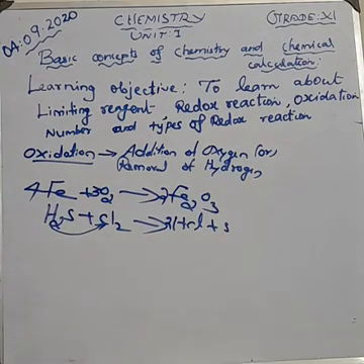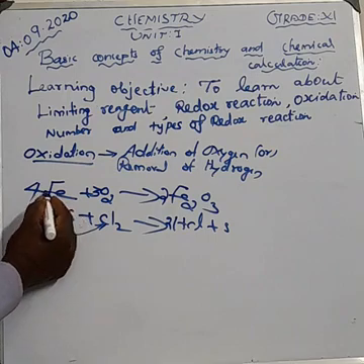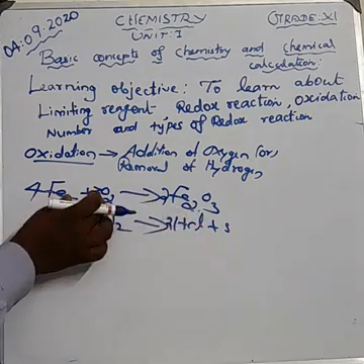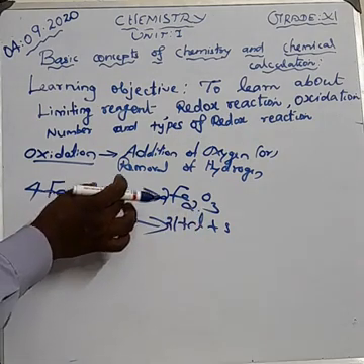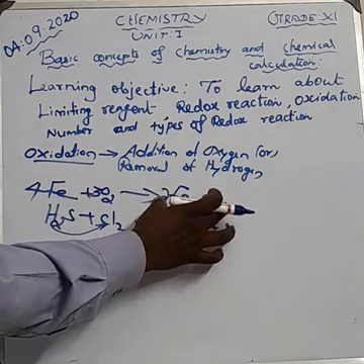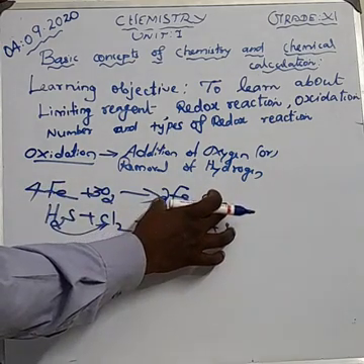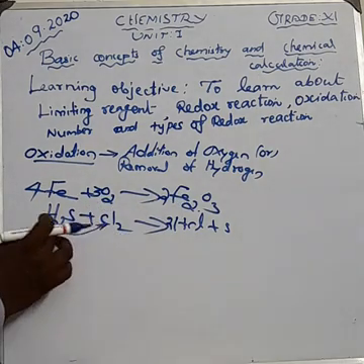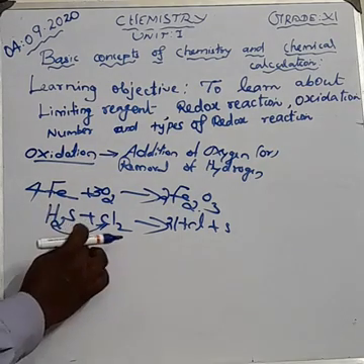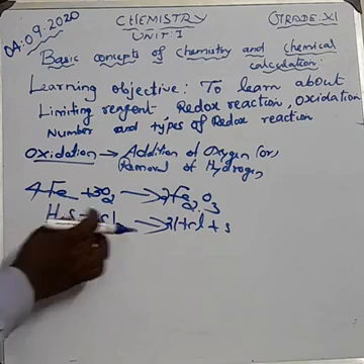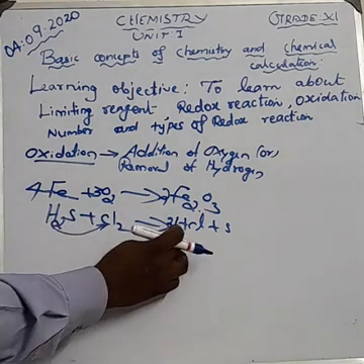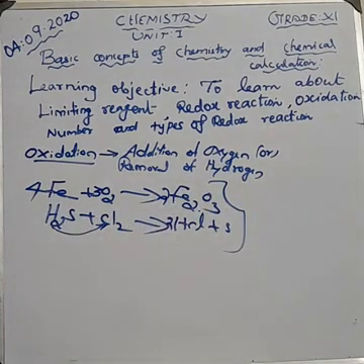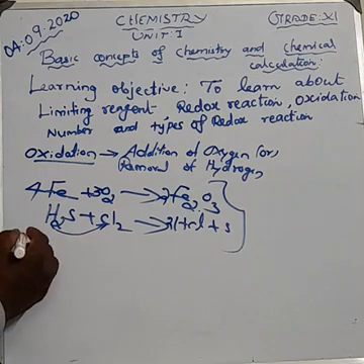From these equations, what do you understand? Here, in the first equation, iron combines with oxygen to form iron oxide. That is an addition reaction, otherwise called oxidation. And hydrogen also combines with chlorine. Here, one of the hydrogens is removed from hydrogen sulfide, so there is removal of hydrogen to form hydrochloric acid. Both of these two equations are oxidation reactions.